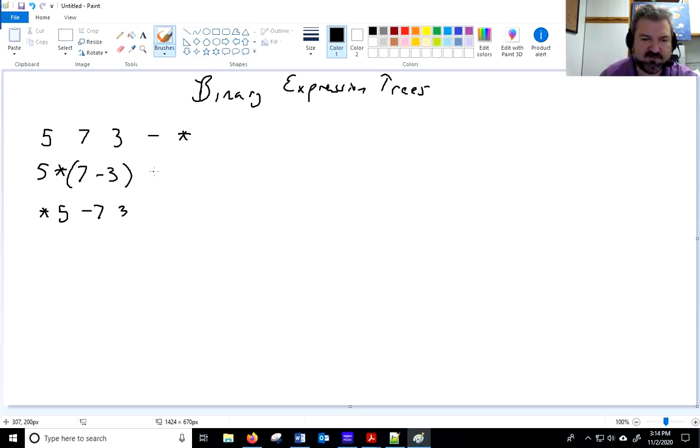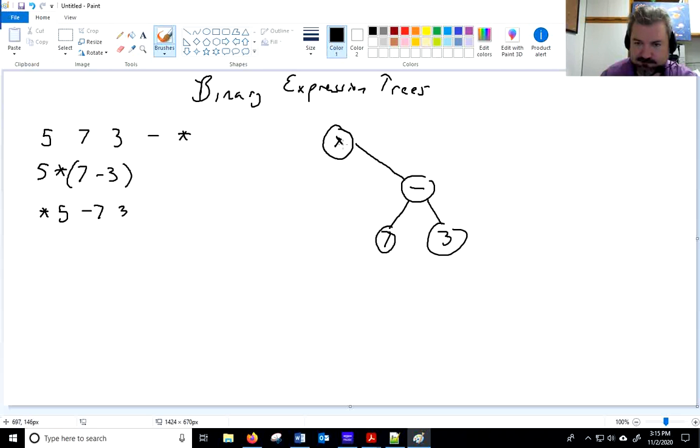The way this is going to work is we're going to start with what we do first. The first thing we do in this expression is subtract 7 and 3. So I'm going to make a node called subtraction, and I subtract the 7 and I subtract the 3. Once we get that result, then we're ready to multiply. So I'm going to put multiply right here, and what I multiply it with is the 5. I'll put the 5 on the left-hand side since it was listed before the 7 and the 3. It'd be algebraically equivalent, but this will make it match. So this is our binary expression tree.